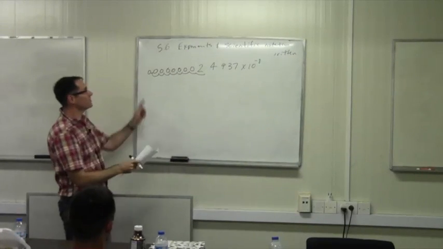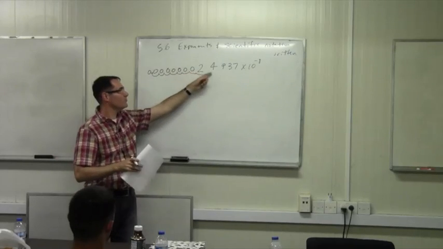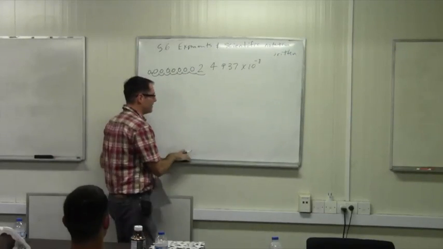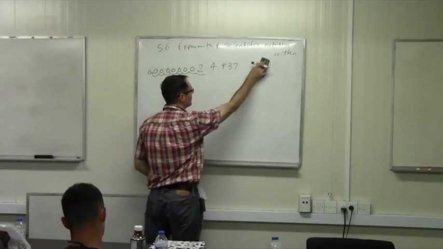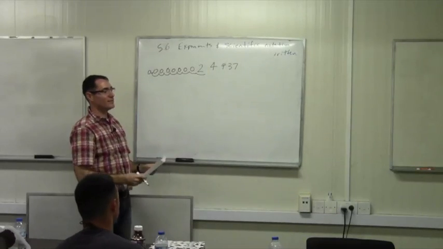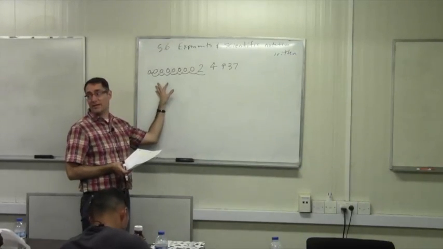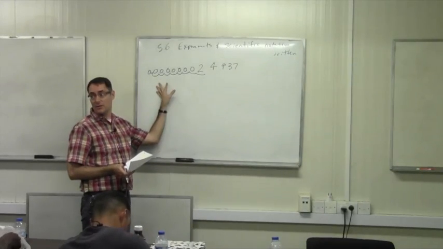So it's 0.0000024937. And then this part goes away. That's your number in non-scientific notation. Now you see why we write numbers like this in scientific notation.